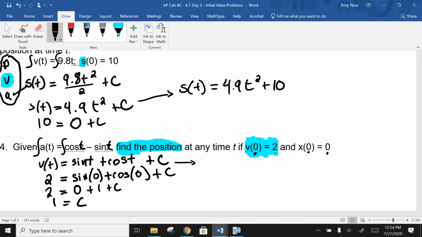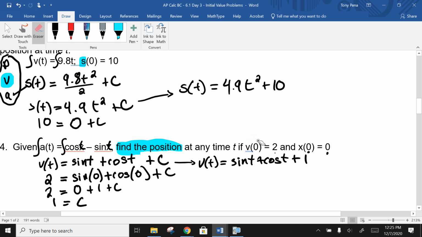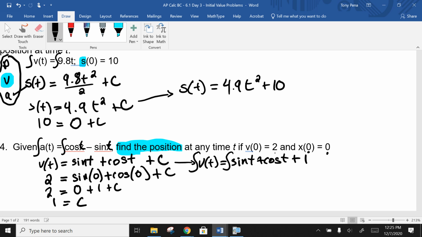So off to the right of that one, I'm going to now rewrite my velocity equation in its entirety. And it should now be sine of t plus cosine of t. And we now know our c is a 1. All right, antiderivative. The antiderivative of velocity is going to give us our position function.